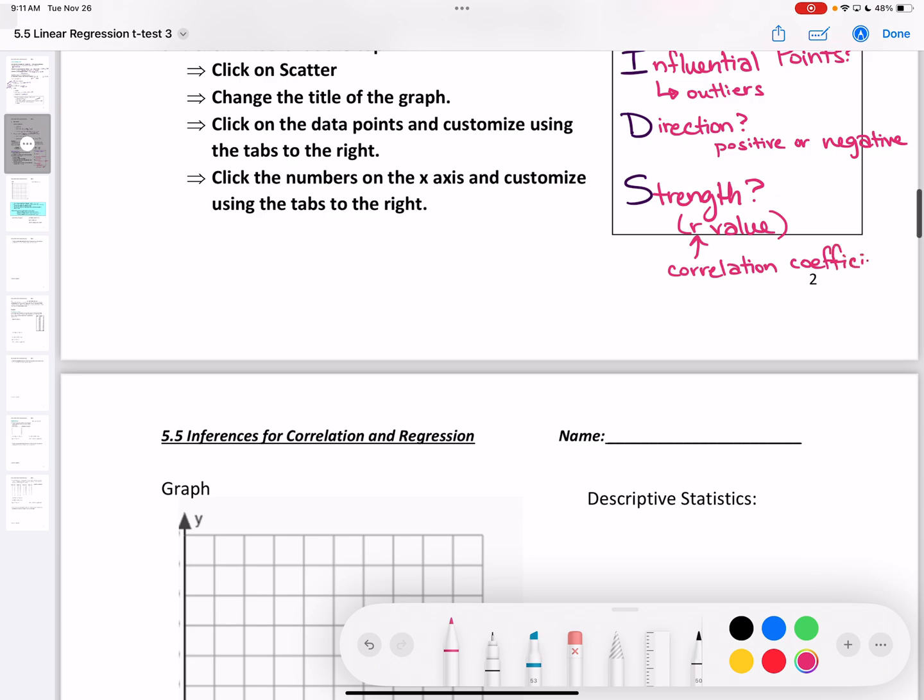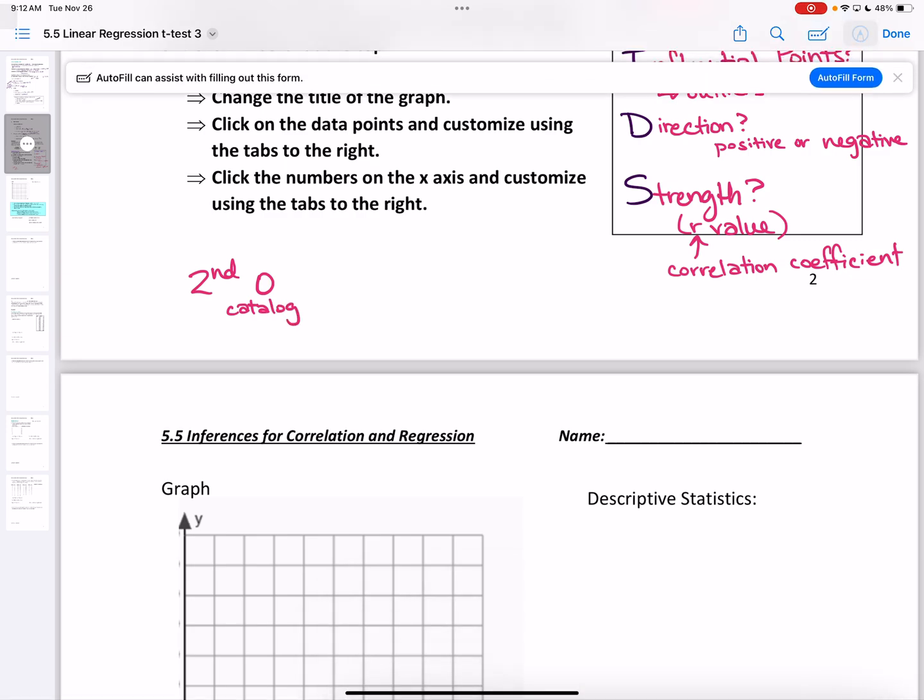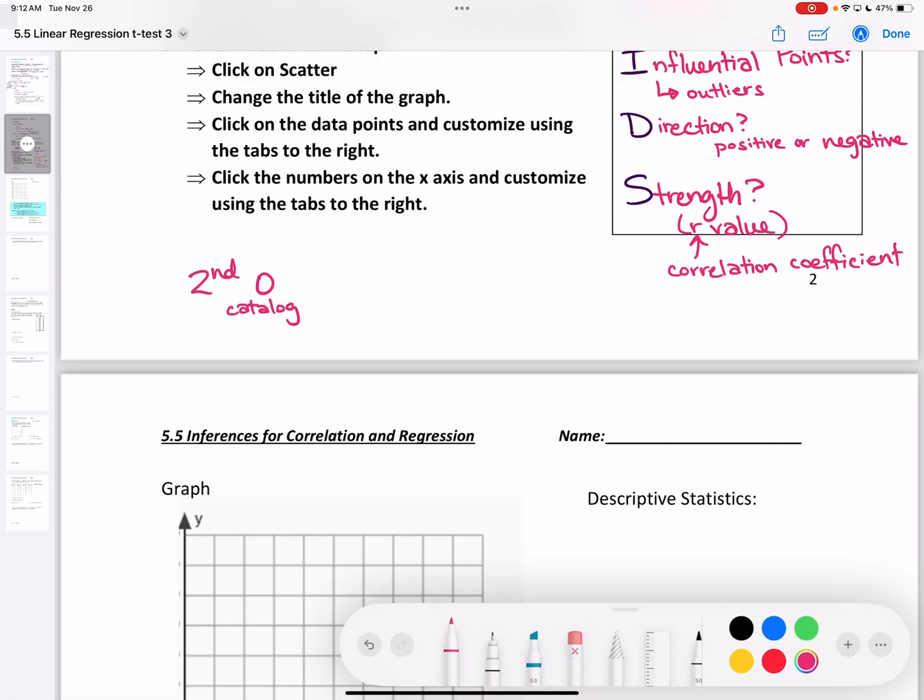So, to get your calculator to tell you the correlation coefficient, I'm going to write the instructions right over here. You're going to hit second 0. If you read what that says on your calculator above the 0, which is why you hit second first, it says catalog. That literally catalogs everything your calculator will do, okay? And then you're going to arrow down until you see diagnostic.